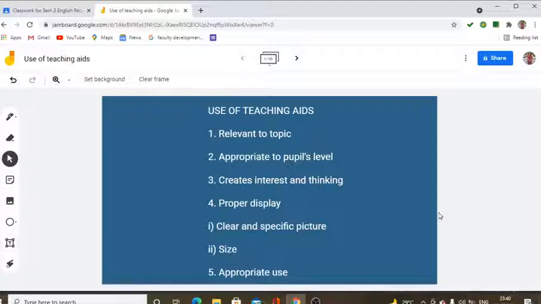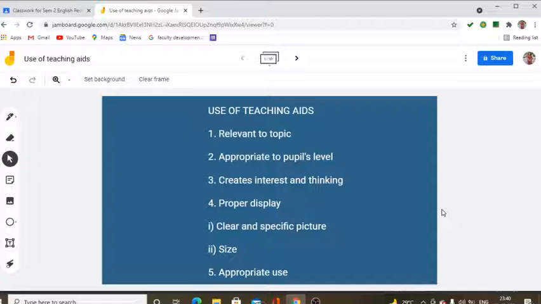Now let us begin with the first component. I have chosen the poem Autumn by John Clare from class 9 to demonstrate this particular skill. Now the first component, relevant to topic.